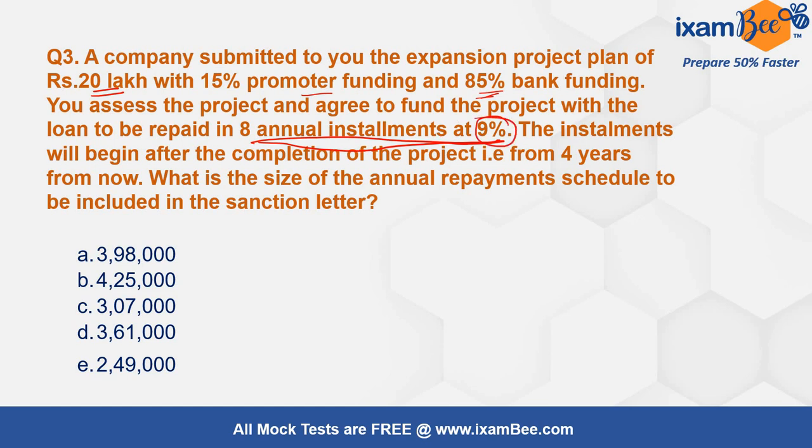The installment, however, because this is an expansion project, the company says that I will be able to pay only once the project is complete. So from the 4th year from today, I will start repaying. And the bank agrees that, okay, you have to pay 8 installments, but from the 4th year, right? So 4th year onwards, you start paying. So what will be the size of my annual repayments? So again, I have to give my annuity. What will be my each equal installment that I have to pay?